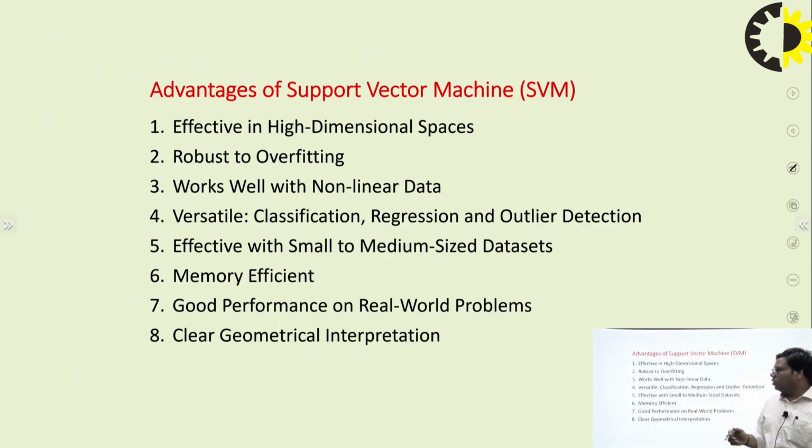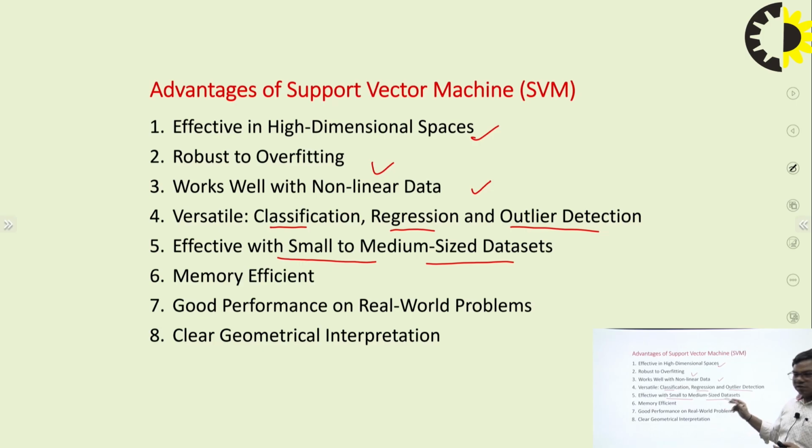If we talk about the advantages: yes, effective in high dimensional space, robust against overfitting, works well with non-linear data, versatile, it can be used for classification, regression, as well as for outlier detection in the data set. Effective with small to medium sized data sets. Yes, again, if your data set is very large, we can have the problem of finding the optimal hyperplane. That's why it is very effective with small and medium data sets. But that is a limitation of this model, right? It cannot work well with a large or huge data set.